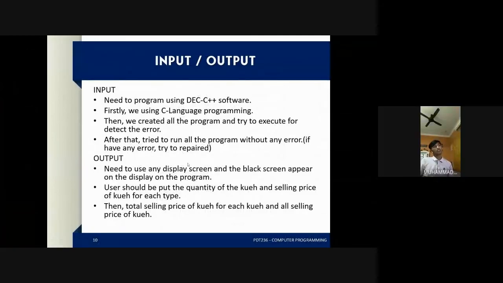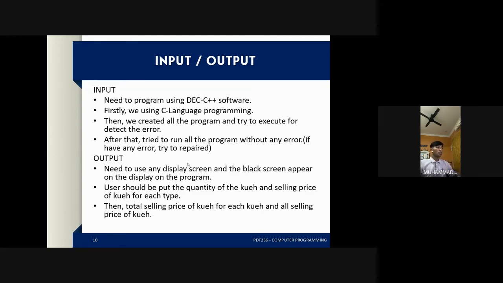Okay, thank you, Fatinaja. I will continue with the input. First, the input needs to be programmed using Dev C++ software. Firstly, we use the C programming language. Then we created all the program and tried to execute it to detect errors. And then lastly for the input, we try to run all the program without any error. If there is any error, try to repair it.